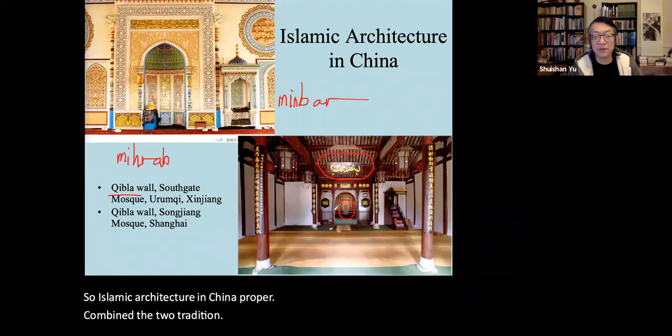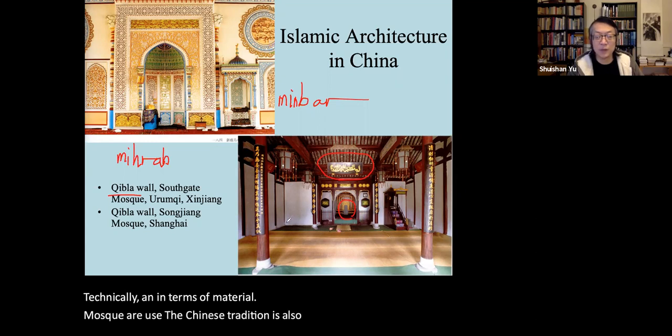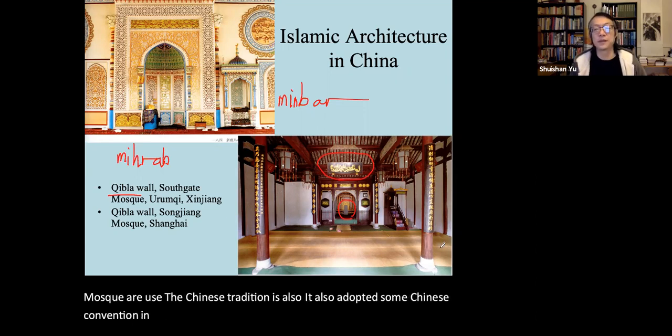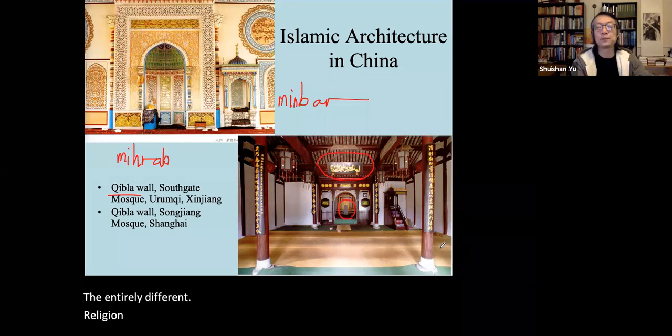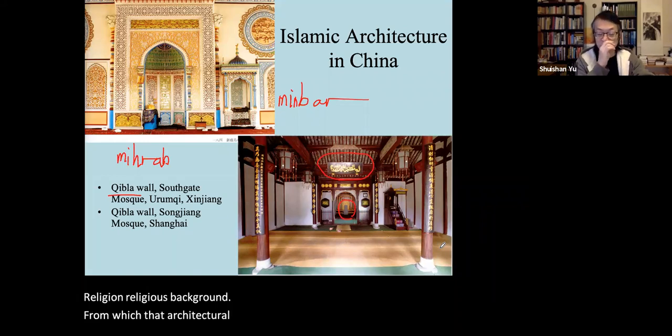Technically and in terms of material, mosques use the Chinese tradition. It also adopted some Chinese conventions in terms of sacred space and worship, but it was adopted for an entirely different religious background from which that architectural tradition was growing up.